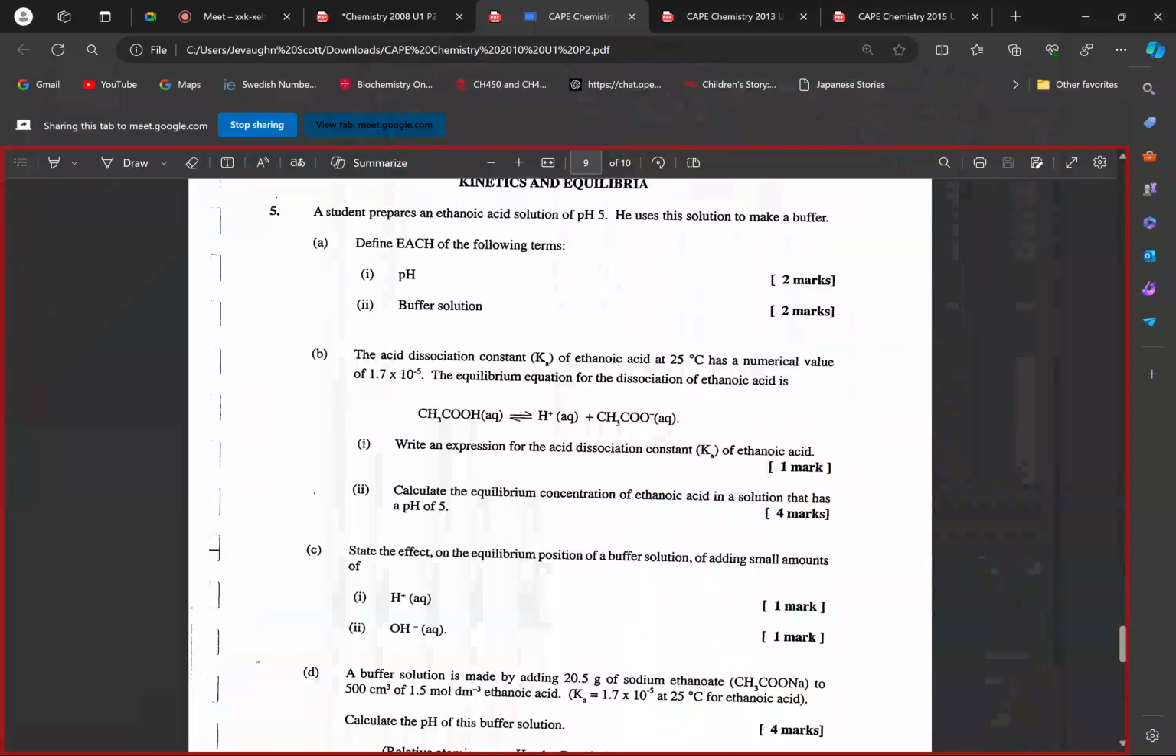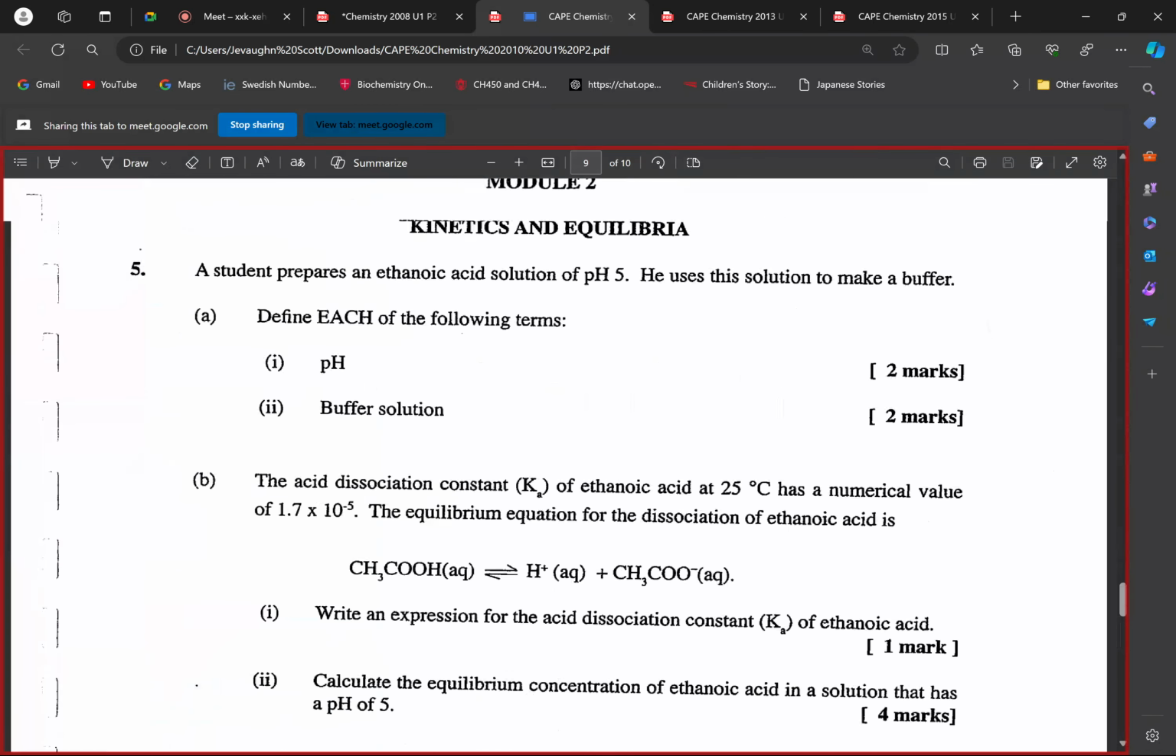Let us begin. A student prepares an ethanoic acid solution of a pH of 5. He uses the solution to make a buffer. Lovely. Define each of the following terms: pH. Define pH for me, please. Somebody define pH.